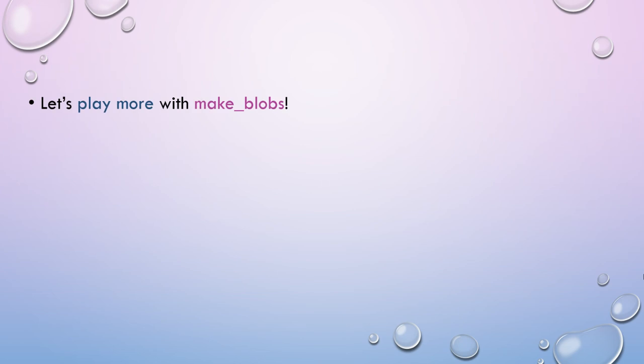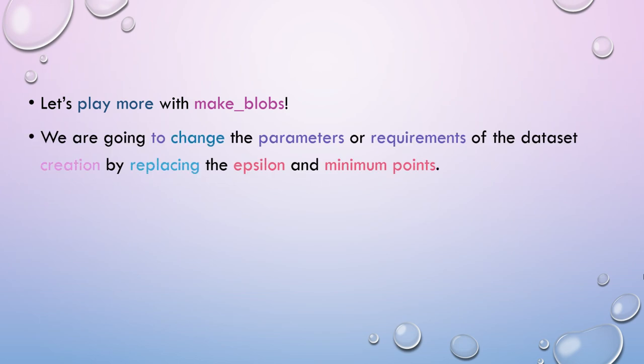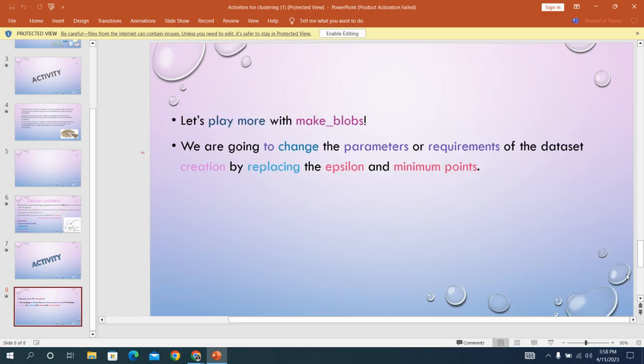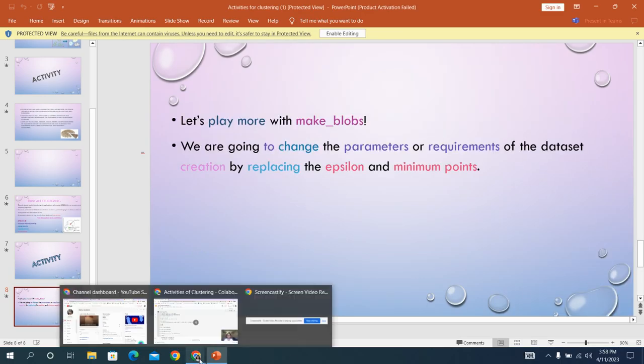Activity. Now we're going to play more with make_blobs. make_blobs is a library where we can make our own dataset to use with DBSCAN clustering. We are going to change the parameters or the requirements of the dataset creation by changing the epsilon and the minimum points. So let's get into it.